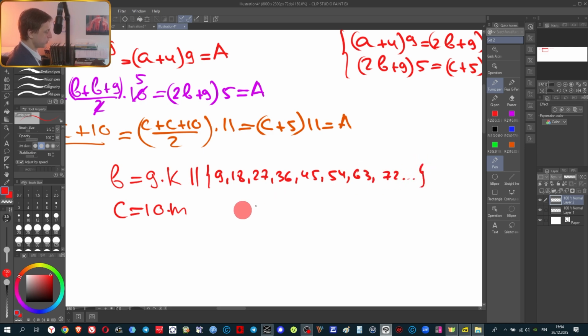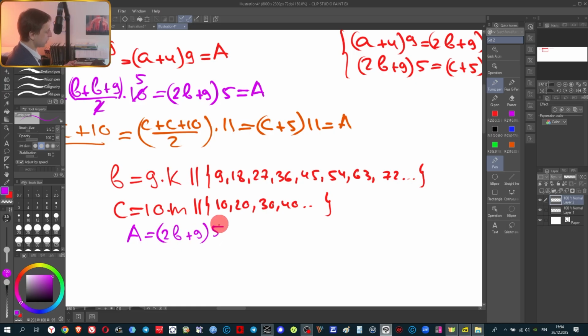These are possible values of b, and possible values for c are like 10, 20, 30, 40, and so on. Well, we need to adjust b so that everything will work out. Exactly. We have this precise formula for a, and it looks like this: a equals (2b plus 9) times 5.